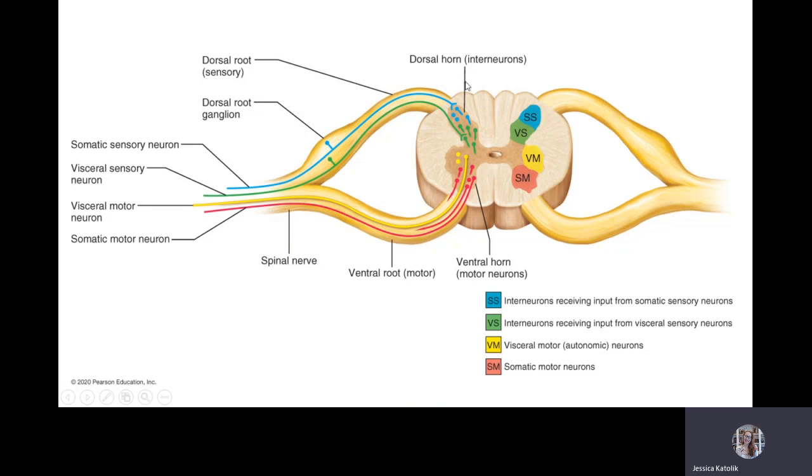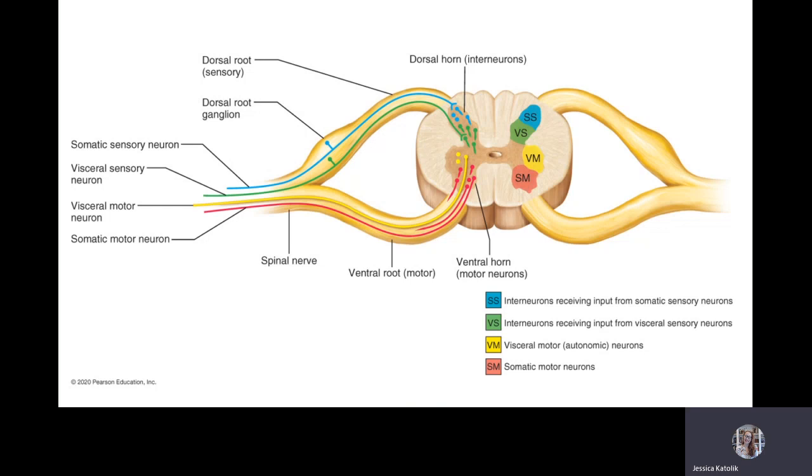So notice that the dorsal root is going to be carrying sensory information. Dorsal, sensory, both have an S in it. And then over here, ventral and motor both have a T in it. So that's how I help remember. And spinal nerves are going to be mixed. They're going to contain both sensory and motor information.